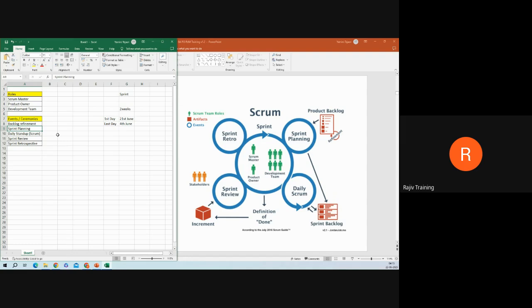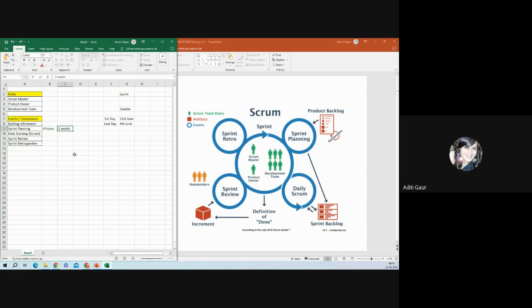And the textbook says the planning session should be 4 hours for a 2 week sprint. But in reality, the team might do a maximum of 2 hours, not more than that. As per the textbook, for a 2 week sprint, we can spend 4 hours in planning. For a 3 week sprint, we can spend 6 hours. For a 4 week sprint, 8 hours.